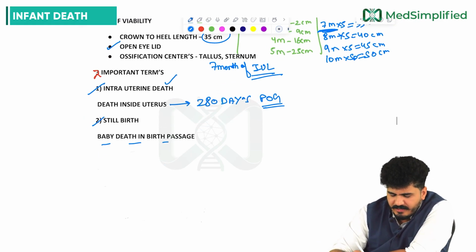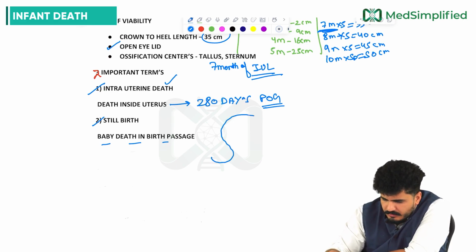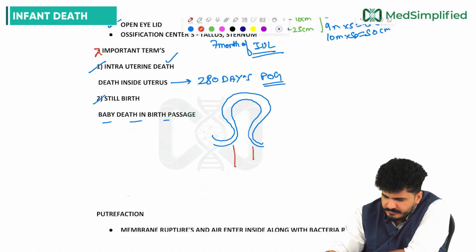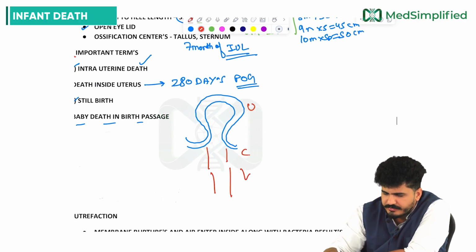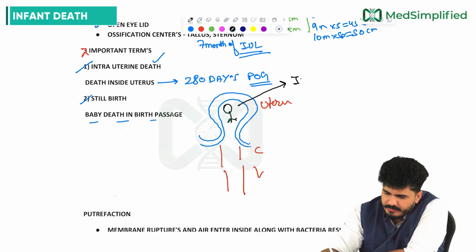What is birth passage? After uterus, if I draw like this, this is uterus. This is cervix, then vagina. Cervix, vagina is there. This is uterus. Now, if the baby is dying here, this is called intrauterine death.